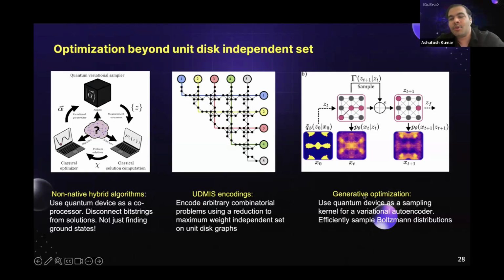Another way to do this is to combine it with machine learning. So use the quantum device, for example, as a sampling kernel for something like a variational autoencoder. This way we can efficiently sample the Boltzmann distributions and send them to the classical solver or the autoencoder.